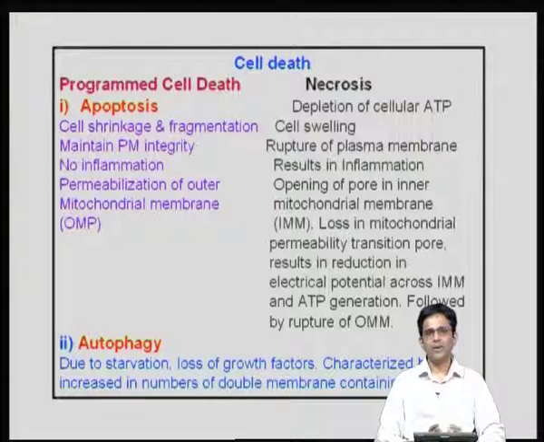In cell death, there are two main types. One in which you have programmed cell death, which means it's controlled. The cell death is controlled. And there are two main types of PCD, or programmed cell death. The first one is apoptosis, and the second one is autophagy.